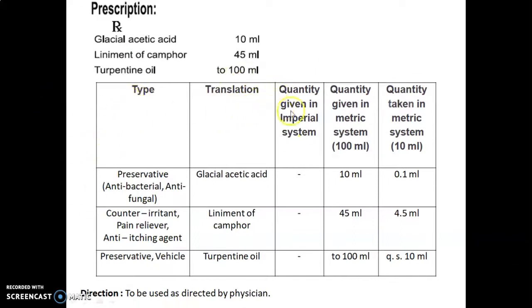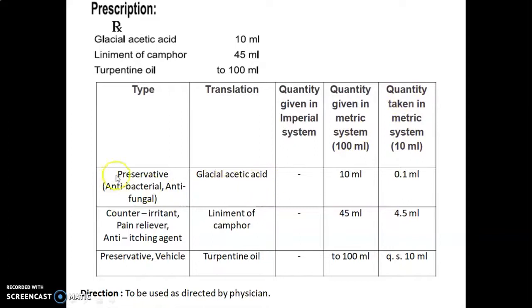The formulation table includes the type, that is the category, role or use of the ingredient. Then translation means the name of the ingredient. Quantity given in the imperial system is not given here, as we don't have the quantities in the Latin terms. Quantity given in the metric system is to prepare up to 100 ml, and quantity taken in the metric system is to prepare up to 10 ml.